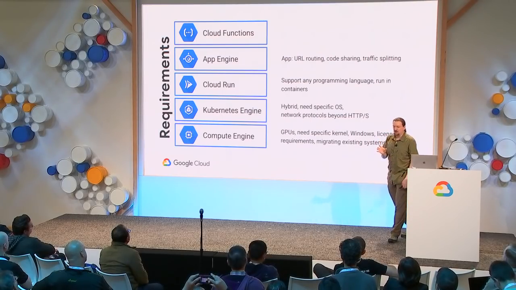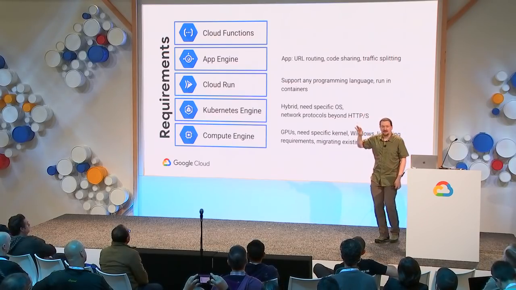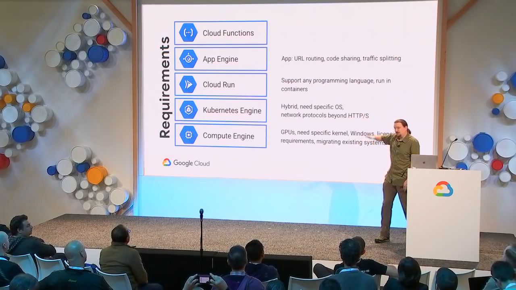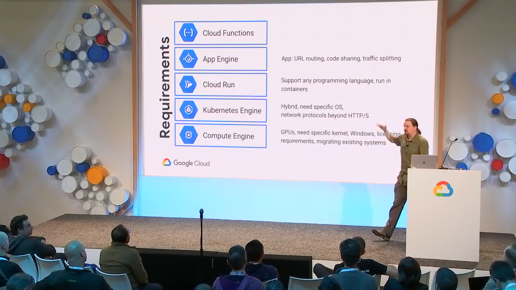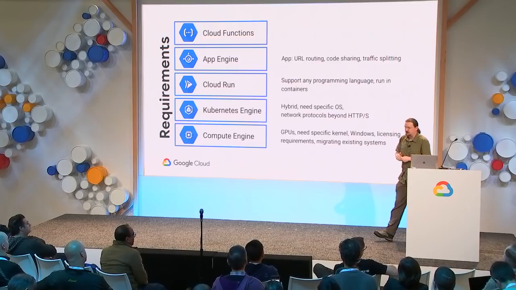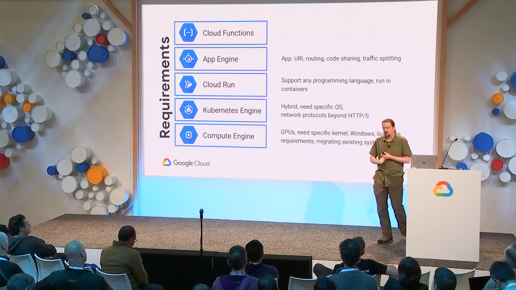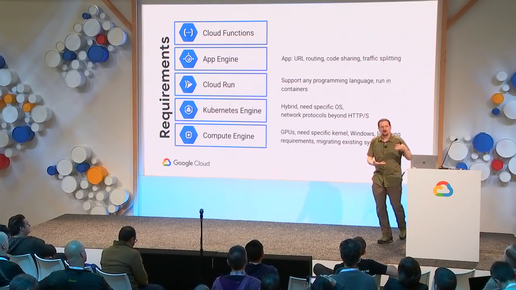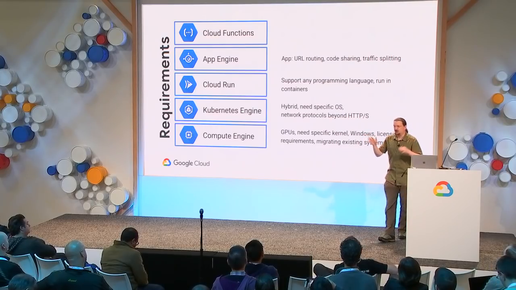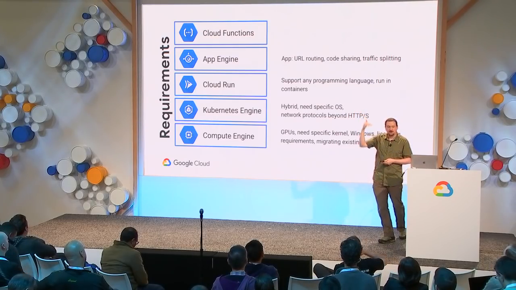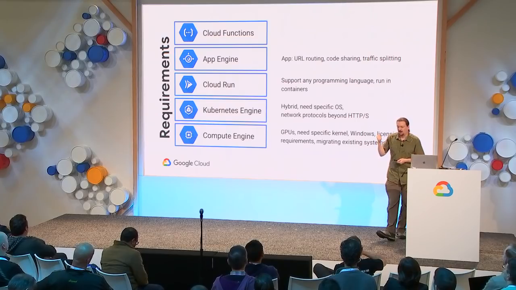You may have technical requirements that are going to push you one way or the other, and in this case, usually down the stack. So you're usually going to need to go below a given abstraction level. If you need direct control over URL routing, you want to share code more easily, have more control of versions and traffic splitting, that'll bring you from functions to App Engine.